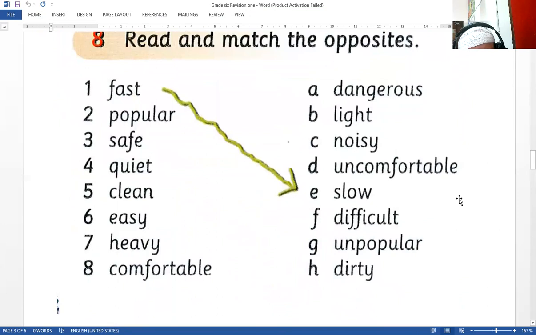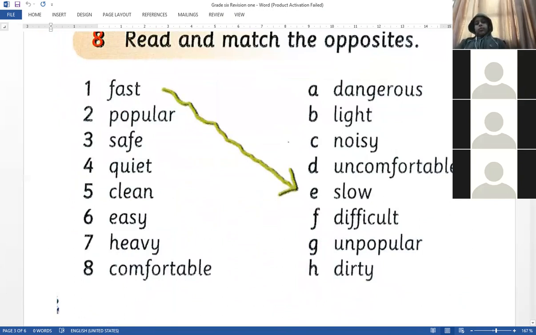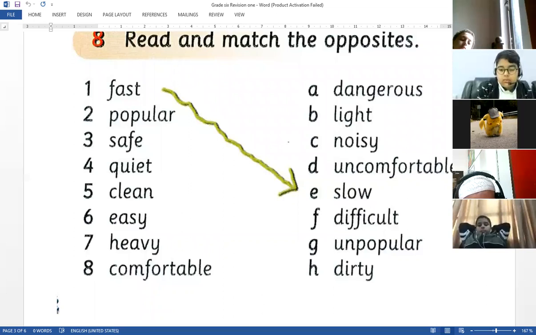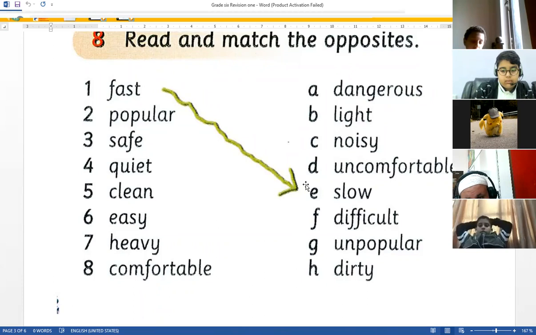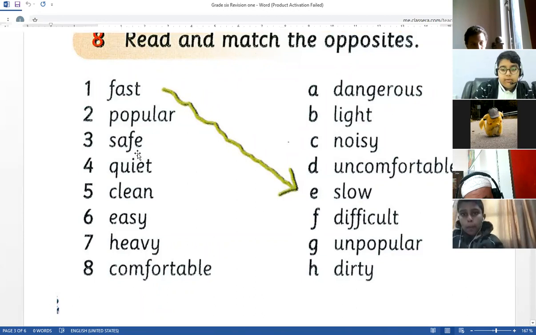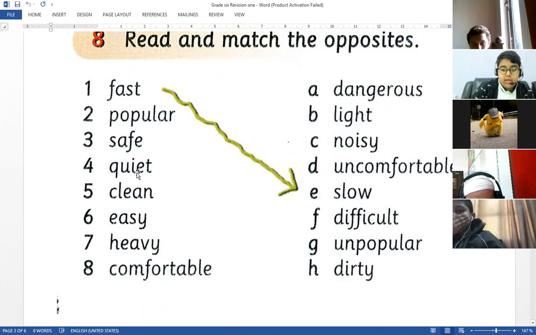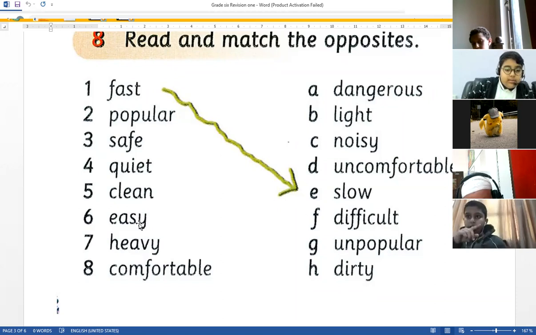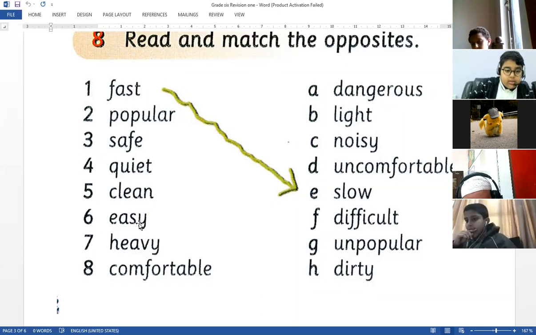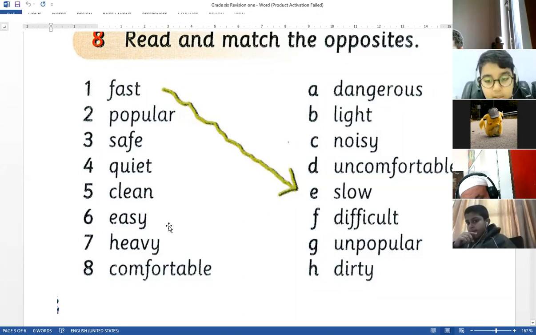Excellent, thank you. One of the most important questions, my dear students, in the test, inshallah, is the opposite. How do we get the opposite? Asil, this question. Number one, fast is the opposite of slow. Do you understand the word opposite now? Yes. Popular and unpopular. Safe and dangerous. Quiet and noisy. Clean and dirty. Excellent. Easy and difficult. Clean is the opposite of dirty, as you said. Easy and difficult.